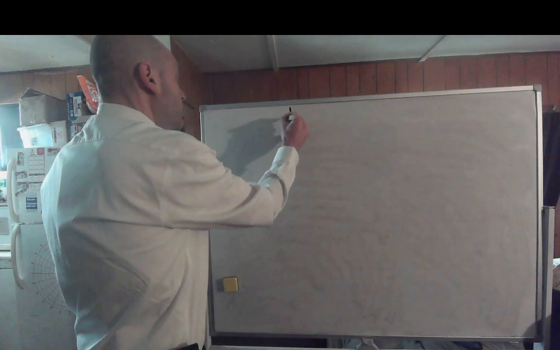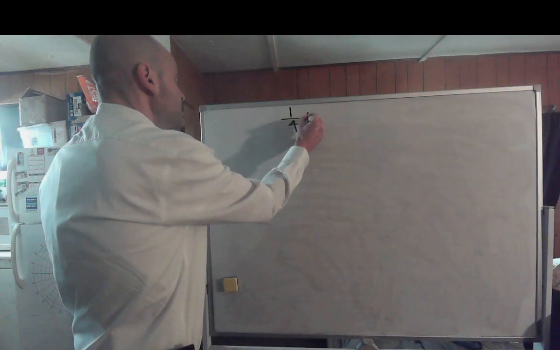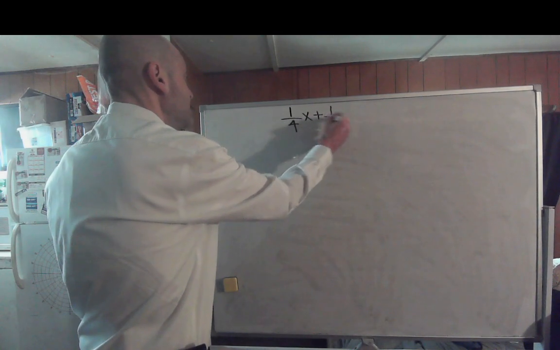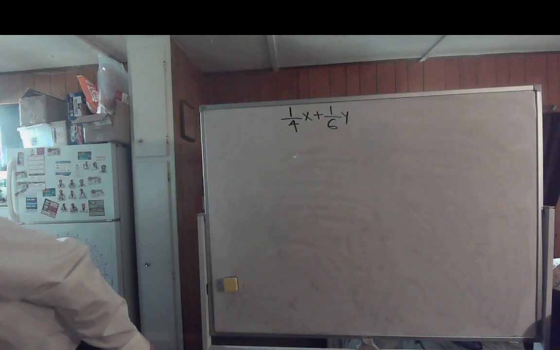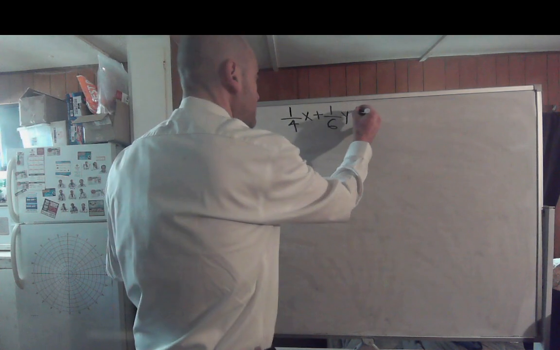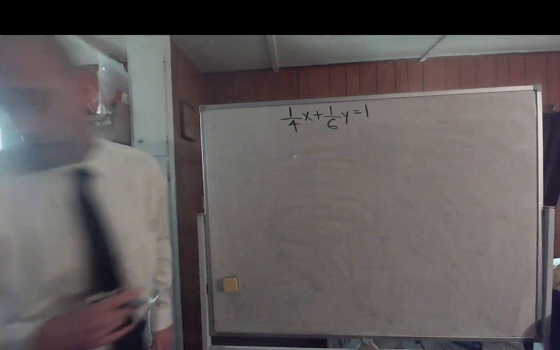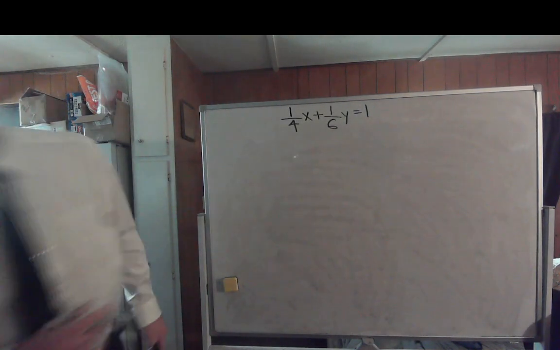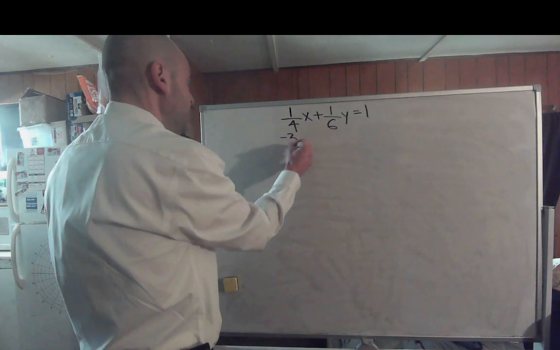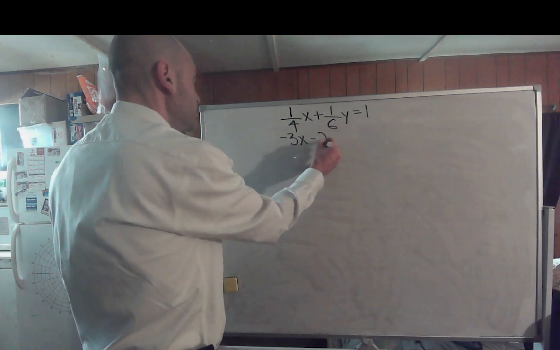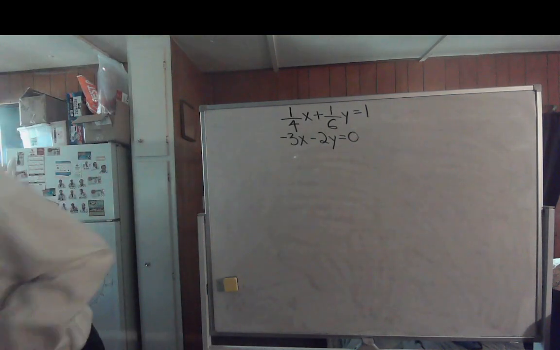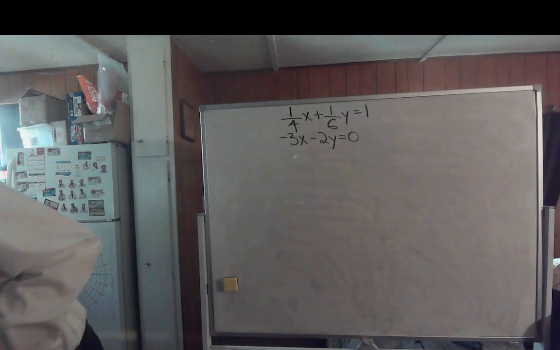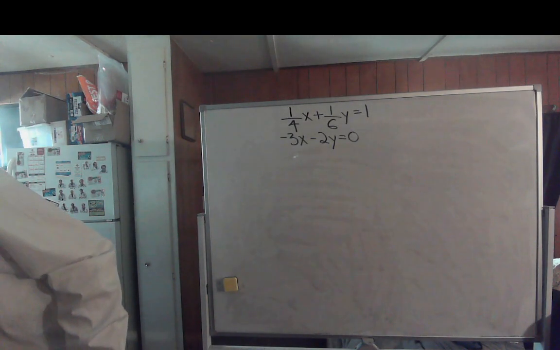All right, now we have 1/4 x plus 1/6 y is equal to 1, and negative 3x minus 2y is equal to 0.